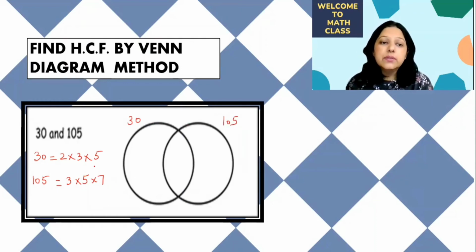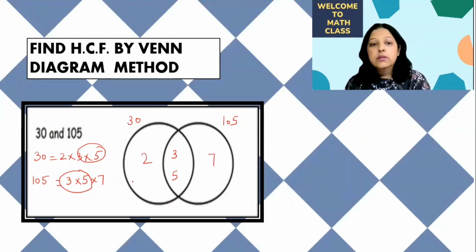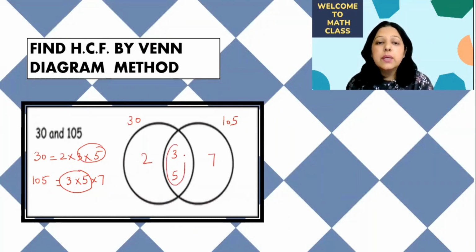So factors of 30, we can see in both the cases 3 and 5 is coming common here, 3 and 5. So 3, 5 is here and 2 is here and 7 is here. So 3 and 5 is coming in the intersection part. So HCF will be 3 and 5, 3 times 5, that is 15.